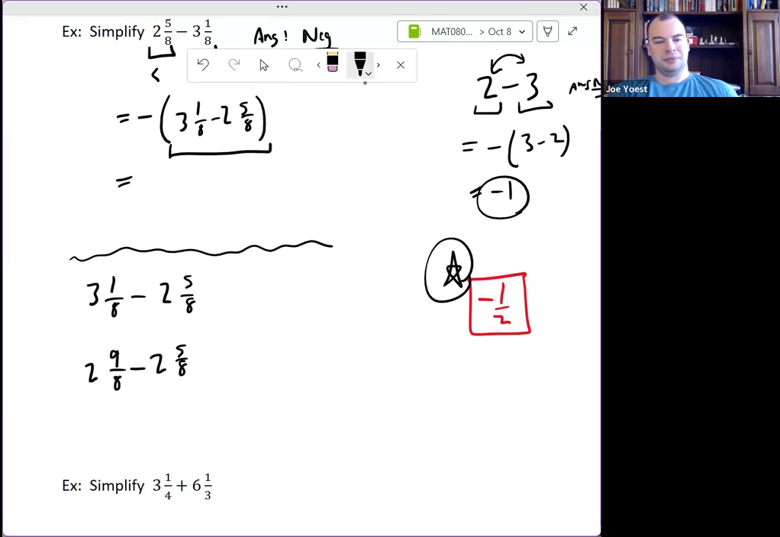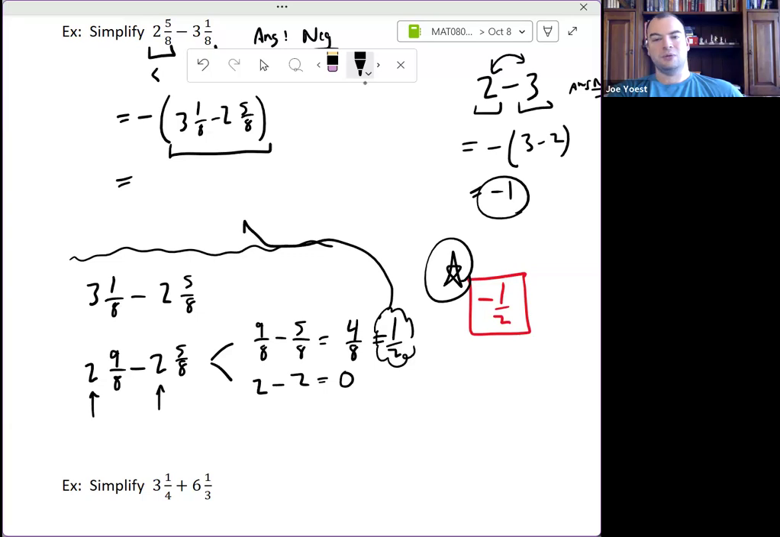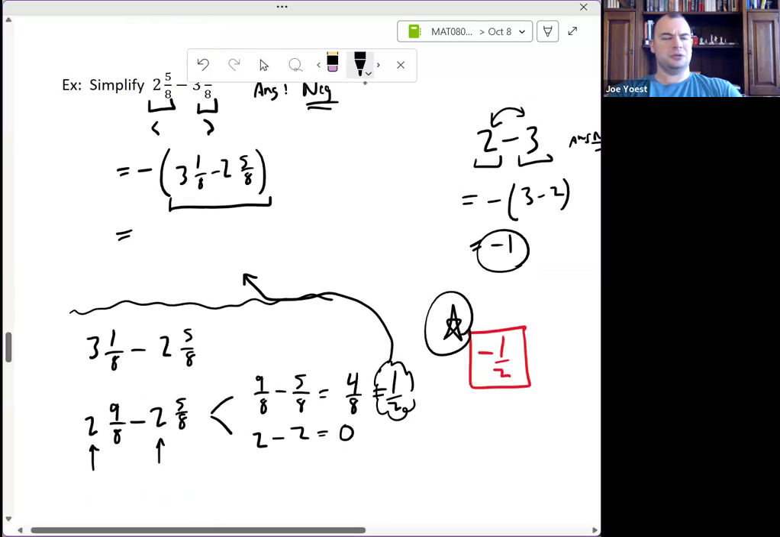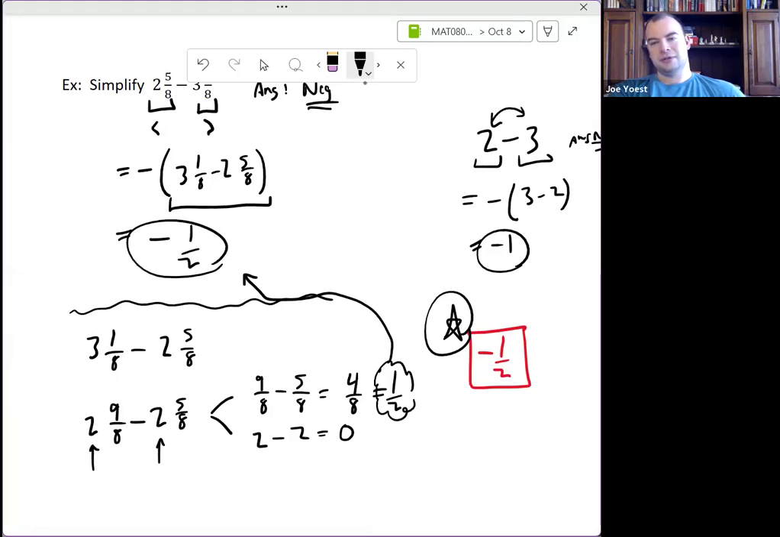And this piece stays the same. So now if I look at my fractional parts, 9/8 minus 5/8, I do have enough now that I'm starting with to take away 5. 9/8 minus 5/8 is 4/8. And my wholes, 2 minus 2 is 0. So 4/8 or 1/2. But remember, 1/2 is what I plug back in up here. This was just my scratch work off to the side. This gives me negative 1/2, just like I expected.